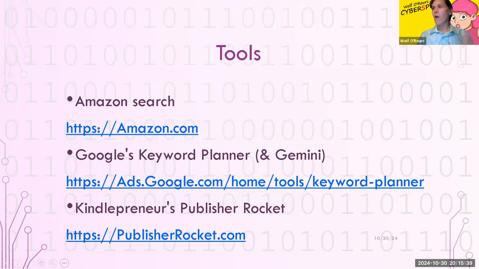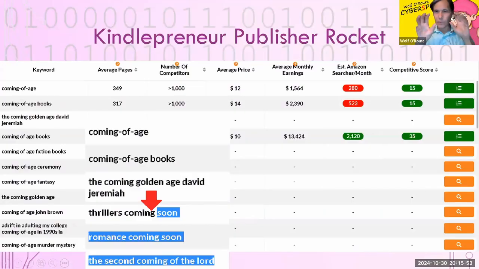Publishers Rocket does all that in seconds instead of you having to do this one by one. That is basically what they do. You can do all this by yourself, or you can save time and have Publishers Rocket do it. So if you type in coming of age, you get the same list that you would have gotten typing it into Amazon. They present it to you in a way that stays on the screen, and they then pull all the stats they can find for those words.